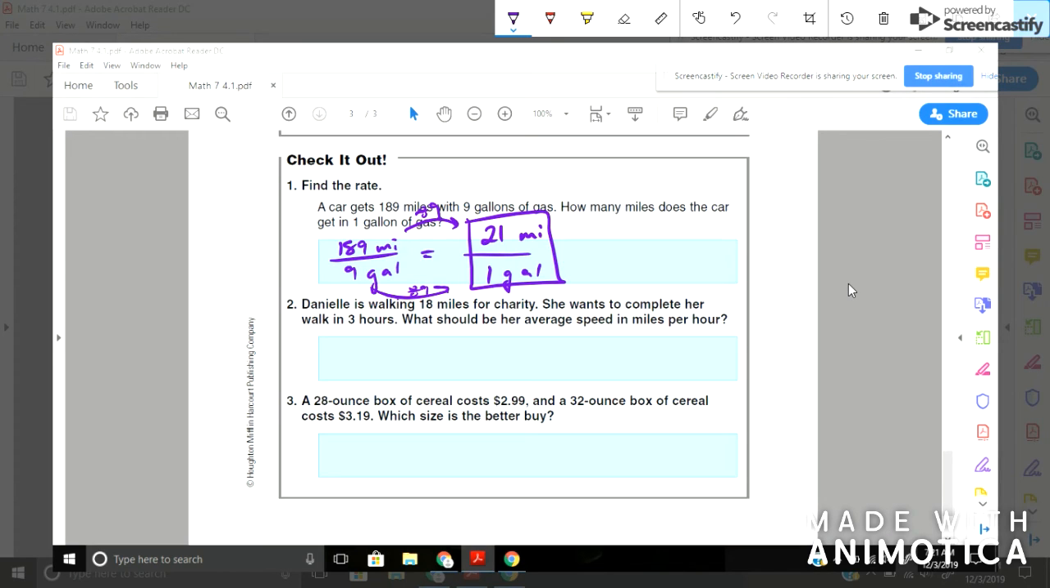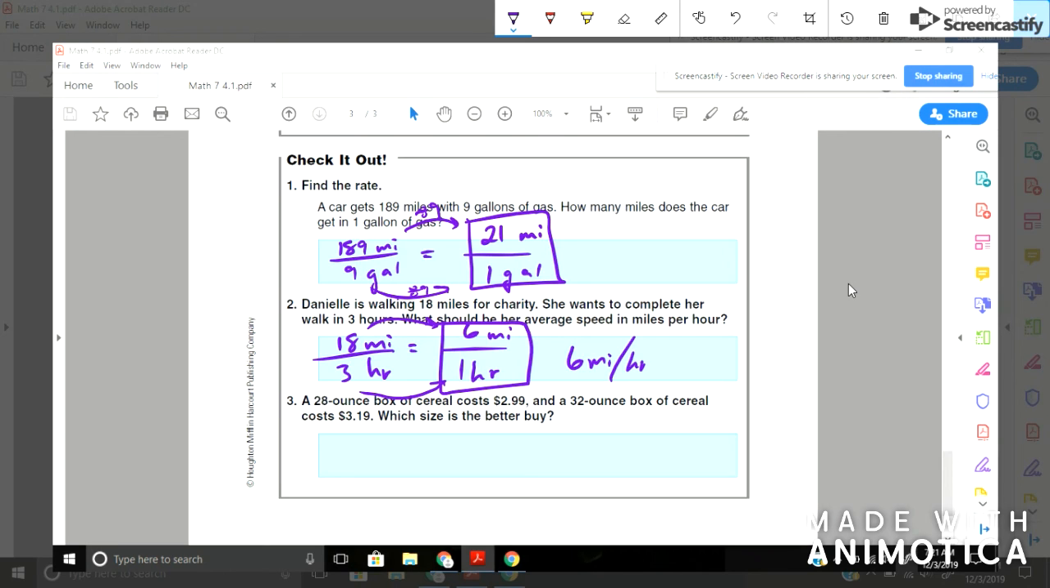Number 2, Danielle's walking 18 miles for a charity. She wants to complete her walk in 3 hours. What should her average speed in miles per hour be? Okay, 18 miles, 3 hours. We want to know miles per 1 hour. Okay, we divide by 3 on the bottom, so divide by 3 on top, and 18 divided by 3 will give you 6 miles per hour. You could also write it like this, and it would be the same.